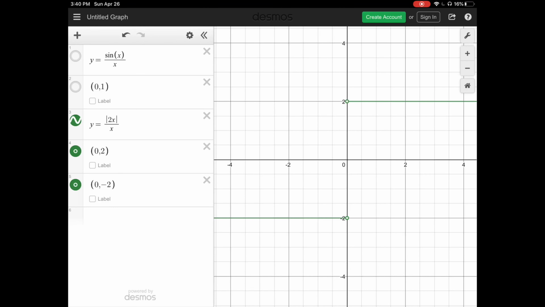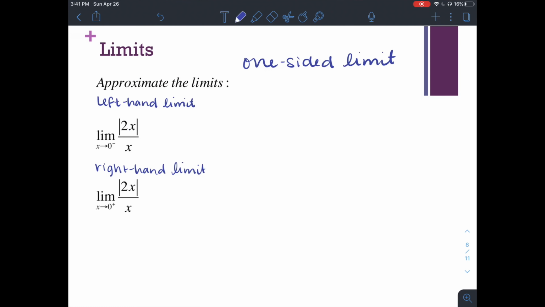We're approaching -2. My y value, at -4 is -2. At -2, it's -2. At -1, it's -2. At 0, it's an open circle. So 0, remember, if I substitute in, I get 0 over 0. That doesn't work. But you can tell that I am approaching the value of y equals -2 from the left. So you can say, well, the limit from the left is -2.